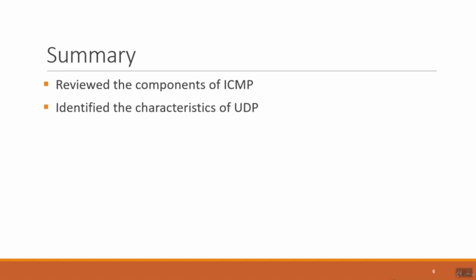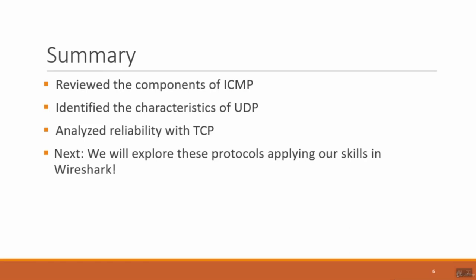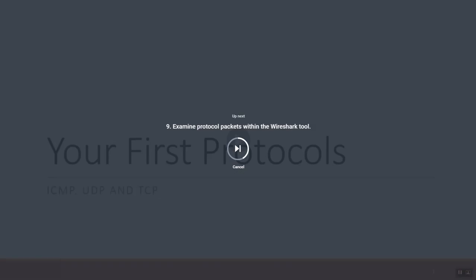In this section, we have taken a look at the workhorse protocol, ICMP. We've looked at the connectionless protocol of UDP. Remember, UDP, no guarantee of delivery, like our mail system. We closed out the session by briefly looking at the reliable and connection-oriented protocol, TCP. Remember, TCP is primarily what we're going to use when it comes to the majority of our analysis. Most of the traffic will be under the TCP protocol. Next, we will explore these protocols, applying the skills we've learned in the tool Wireshark.